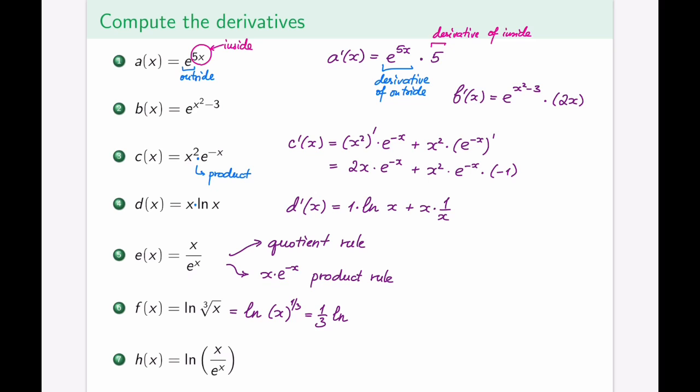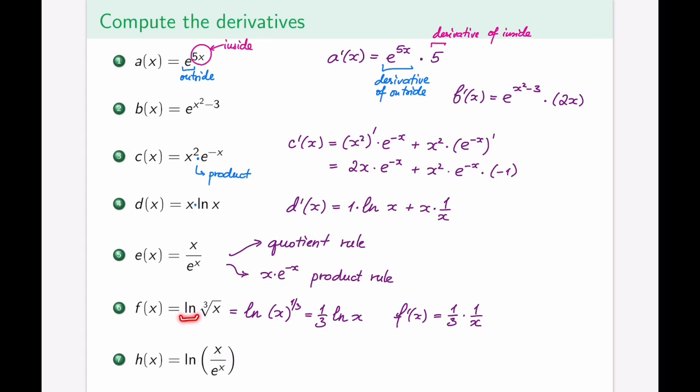1/3 can come in front of the ln, and overall I will have that this is the same function as 1/3 ln x. And now taking the derivative of that is going to be very straightforward. I leave the constant alone, and I take a derivative of the non-constant part of the function. The derivative of ln x is simply 1 over x, and I'm done. If I did not simplify this function first, and I decided to take a derivative of it as is, what I would have to do is apply the chain rule.